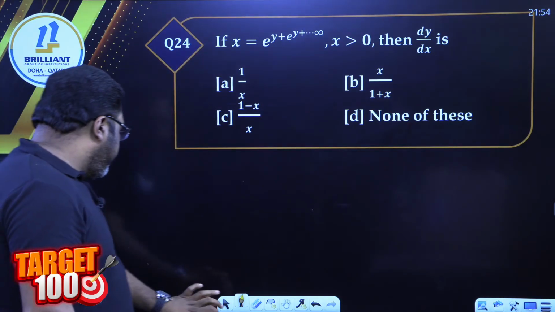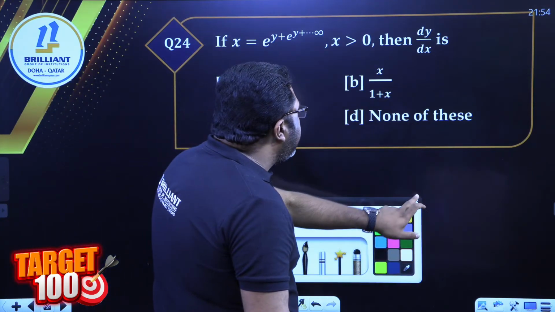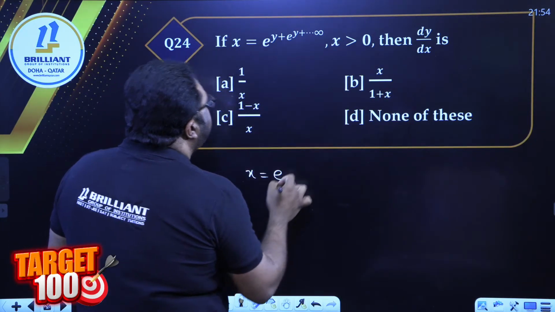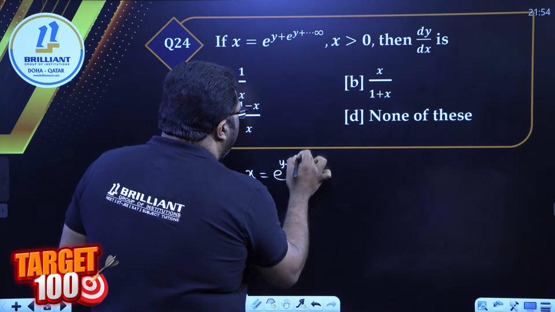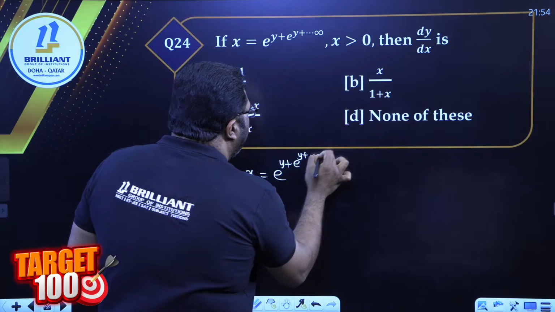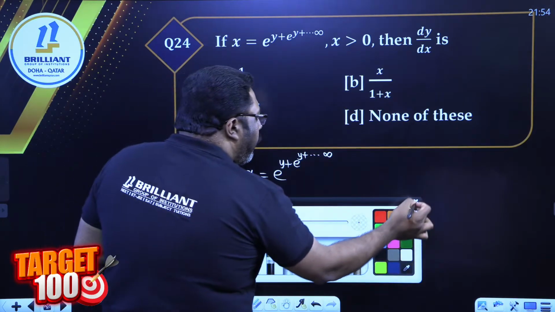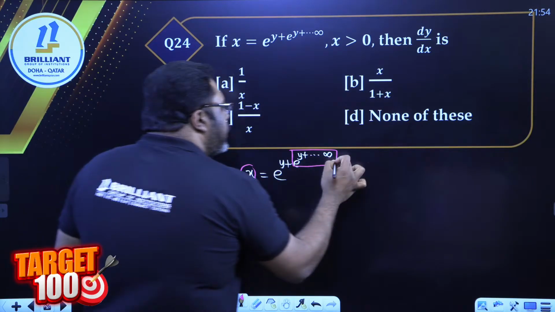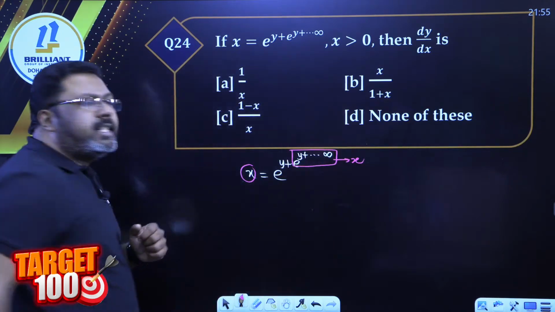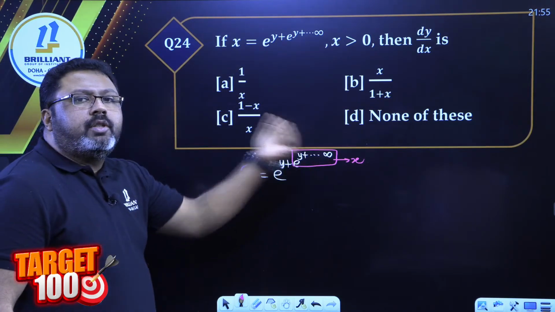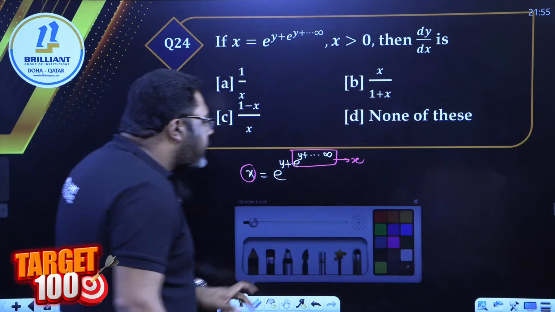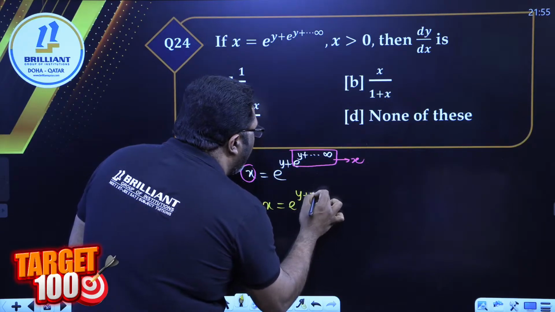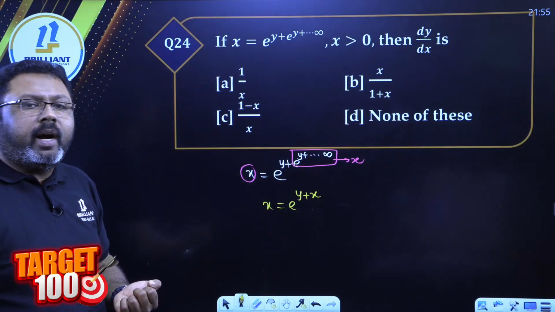Question number 24. Do you see it's an infinite series coming up? Yes. And I already taught you how to handle an infinite series. y plus e raised to y plus, and it is going up to infinity. So can I call everything after the first y the same as x? So this part of the function is going to be called x. So we're going to write it as x is equal to e raised to y plus x.